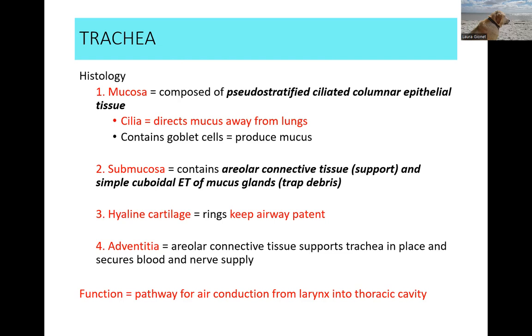All right, so the mucosa, again, is still just like in the areas of the nasal cavities and the nasopharynx. Because only air will pass through there, it is now going to be composed of pseudostratified ciliated columnar epithelial tissue. The cilia here direct mucus away from the lungs. It contains a lot of goblet cells between these different columnar cells to produce mucus. And there are also mucus glands in the submucosa that produce mucus.